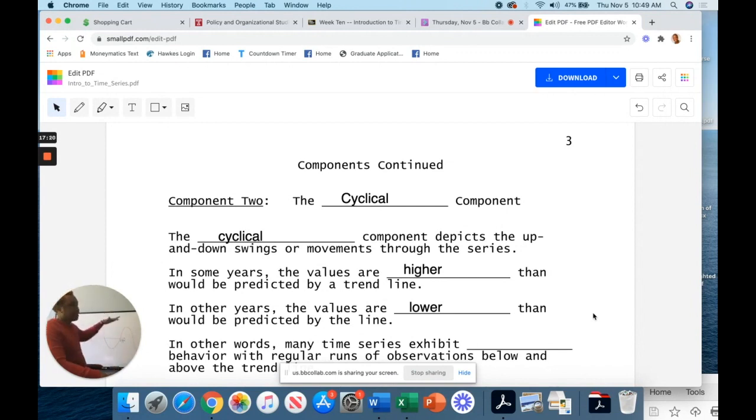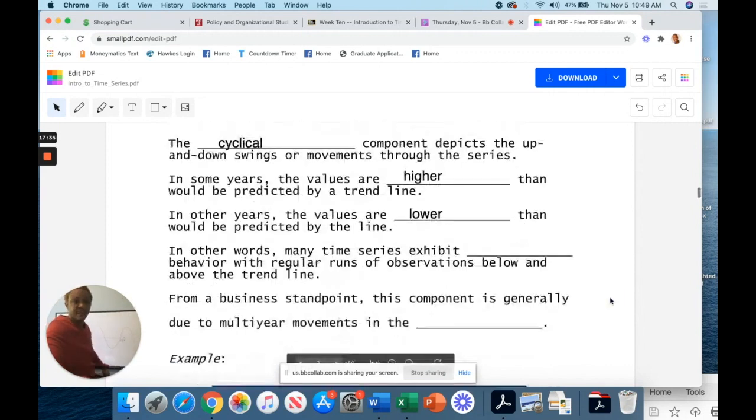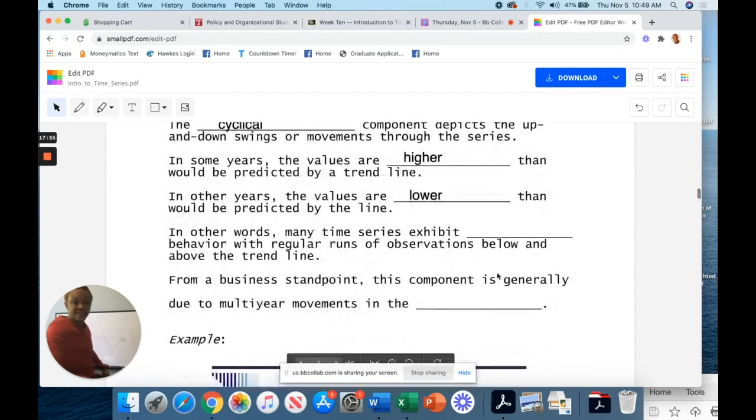And it goes down, maybe fewer of your views on Friday, because maybe people are in a movie or something, they're not looking at websites. And then when it starts over, it kind of repeats. It's that kind of repeating behavior, right? So that's the notion of cyclical. In other words, many time series exhibit, say, alternating behavior within regular runs of observations.